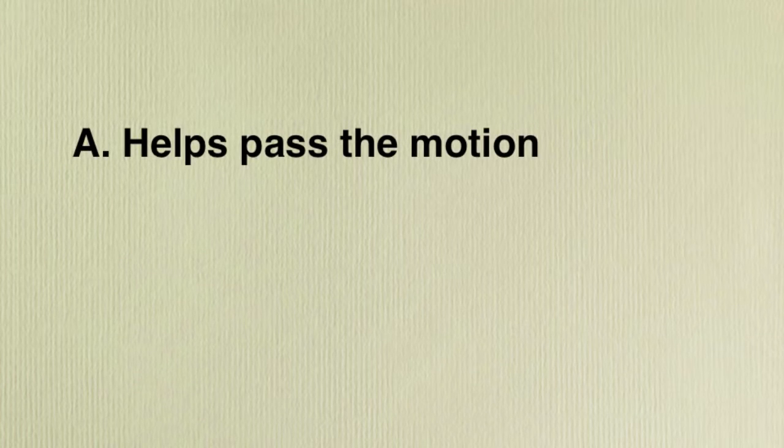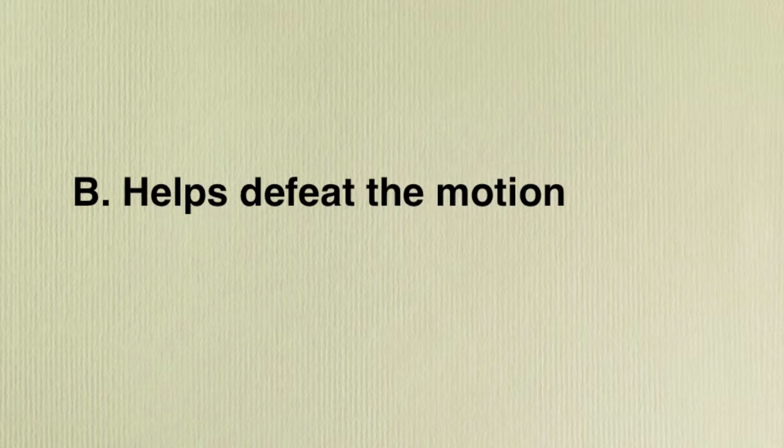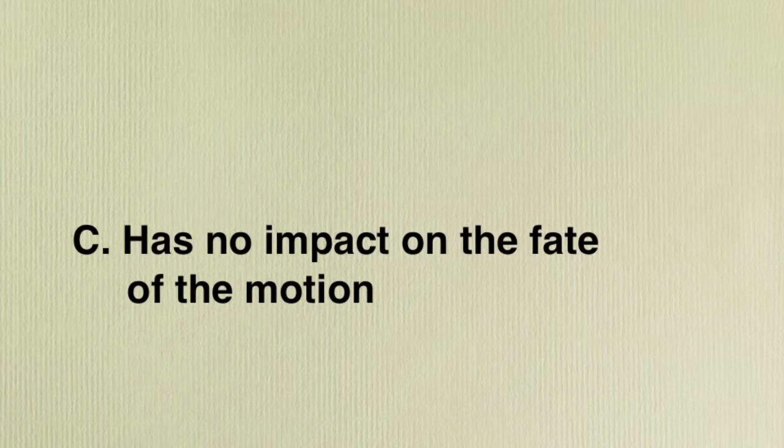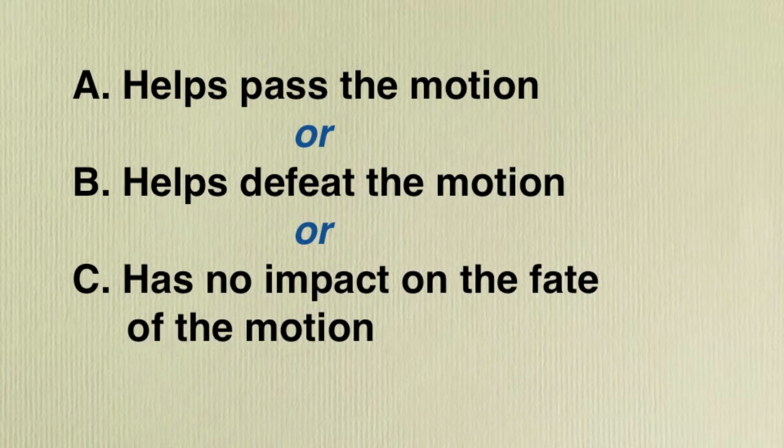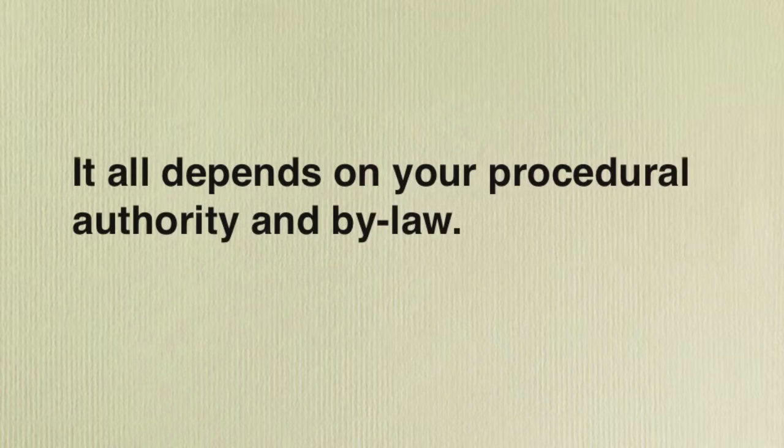Here's a quick multiple choice test for you. When a motion comes to a vote at your board table and you abstain from casting a vote, your non-vote actually A. helps pass the motion, B. helps defeat the motion, or C. has no impact on the fate of the motion. The correct answer? Definitely A. Or maybe B, and possibly C. In other words, it all depends, and what it all depends on are your procedural authority and bylaw.